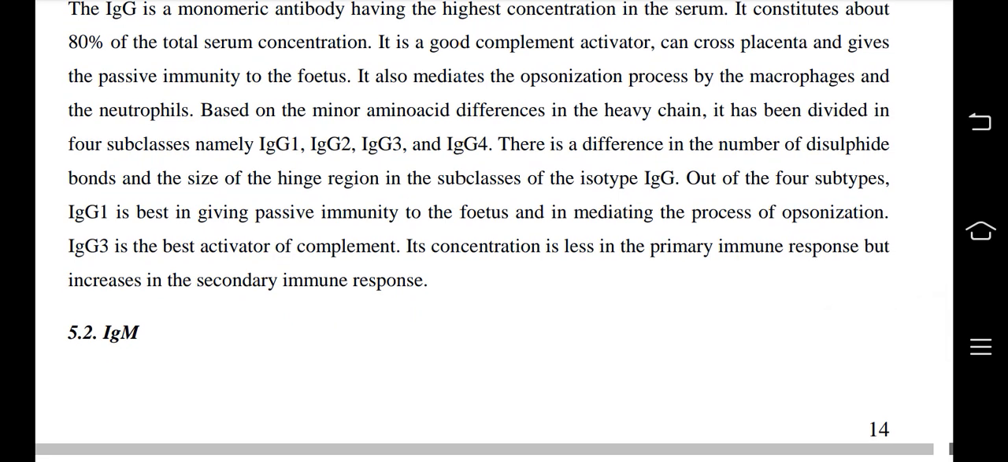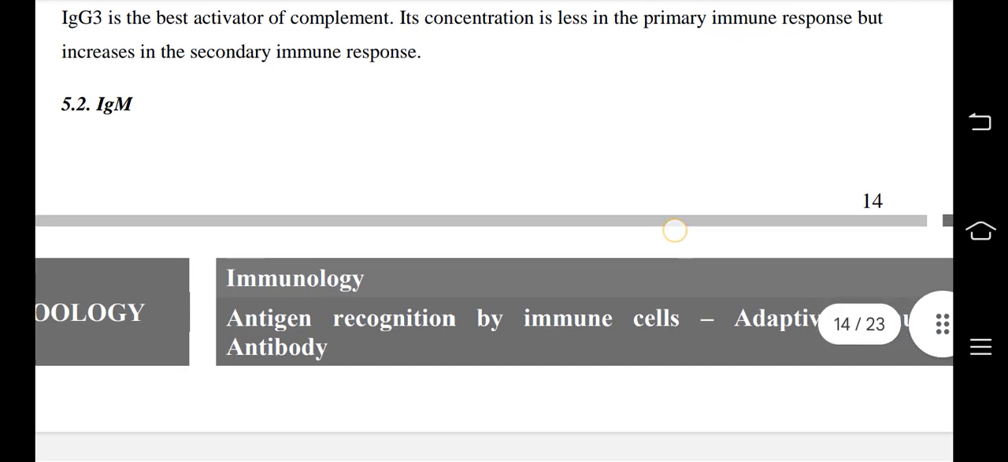And out of the 4 subtypes, IgG1 is best in giving passive immunity to the fetus and in mediating the process of opsonization. IgG3 is the best activator of complement. Its concentration is less in the primary immune response but increases in the secondary immune response. Then IgM.